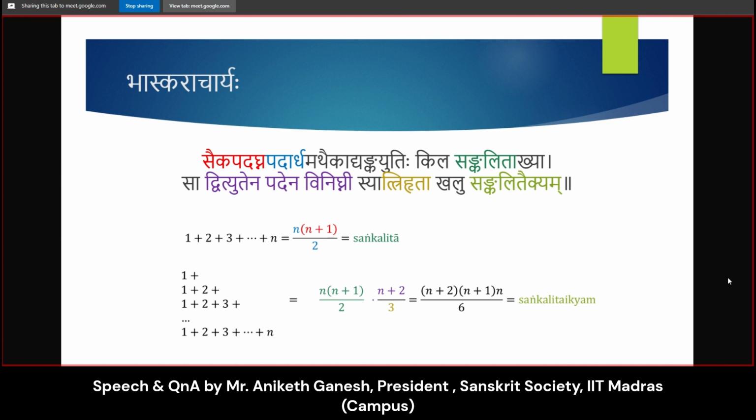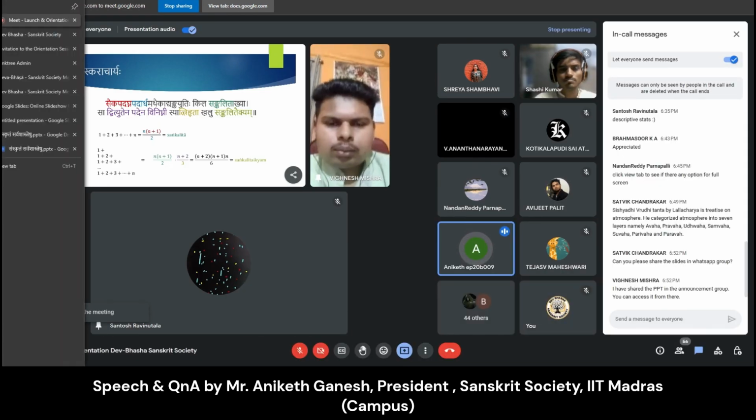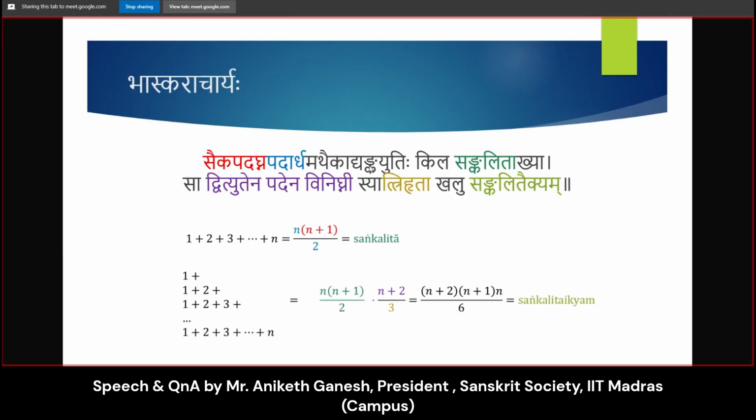And what is the second half of the verse? This result is pretty common. Gauss is said to have reinvented this in Europe, and everyone knows this formula: 1 plus 2 plus 3 till n is n times n plus 1 by 2. The second one is sort of interesting.